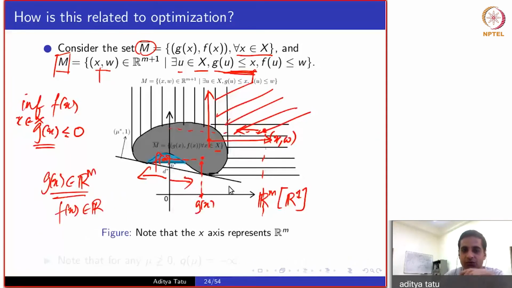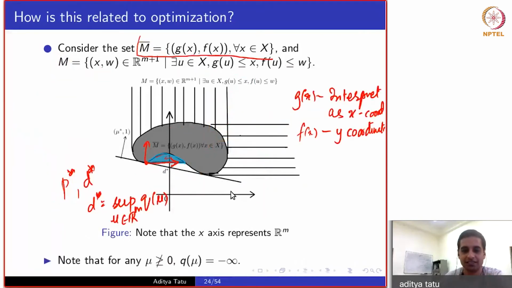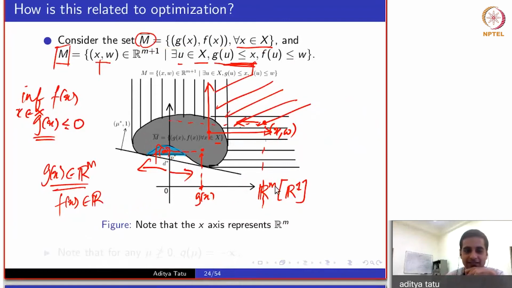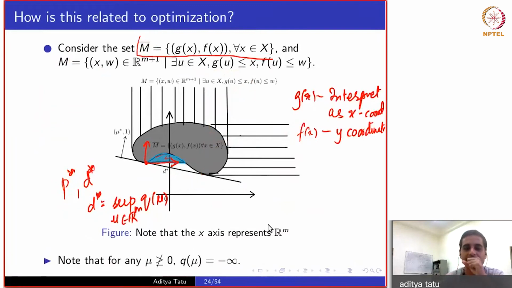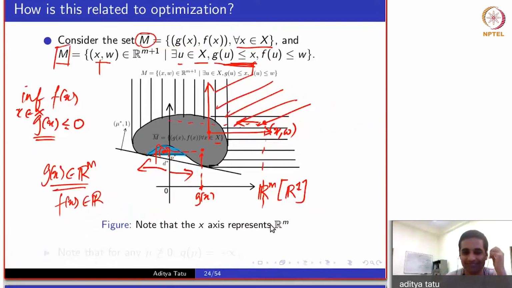Now, when I choose this particular set M bar, what happens if mu is not positive? Anyone? What happens if mu is not positive? Wait for some of you to think.